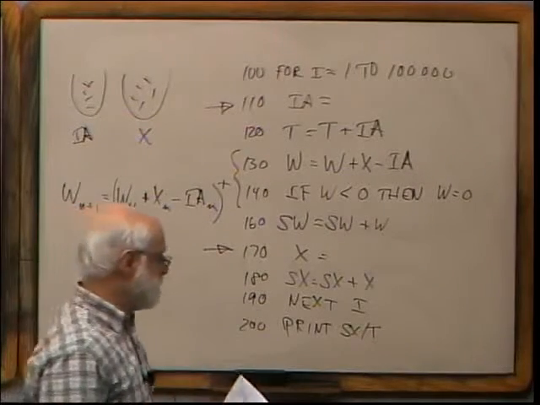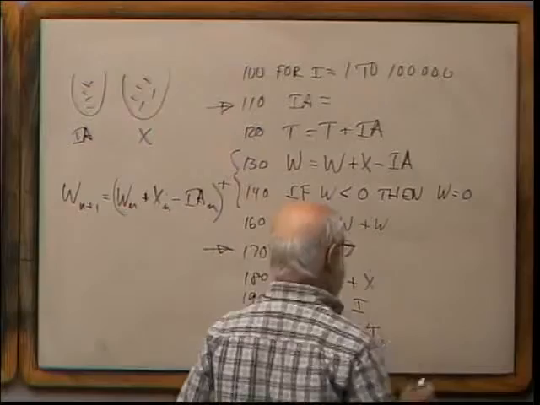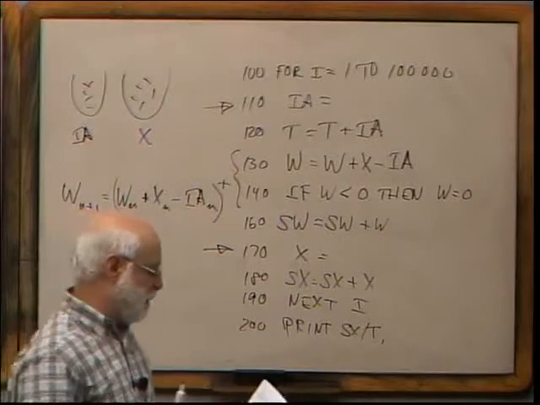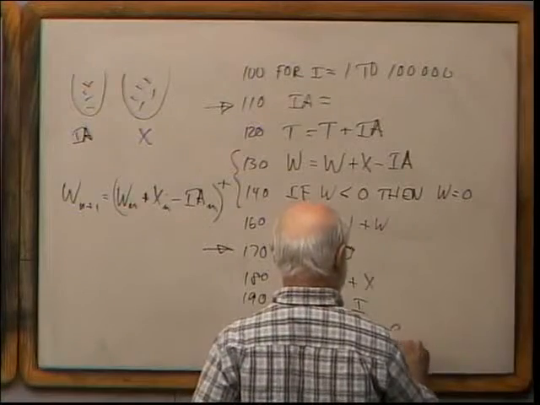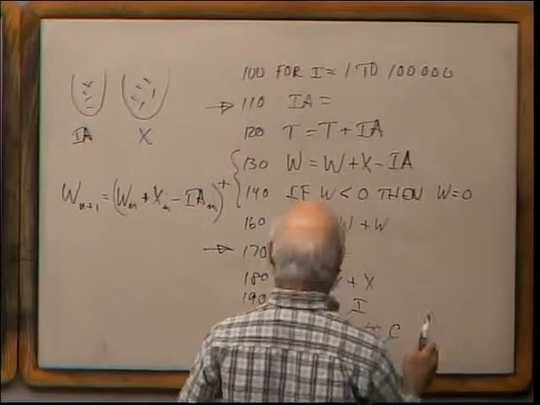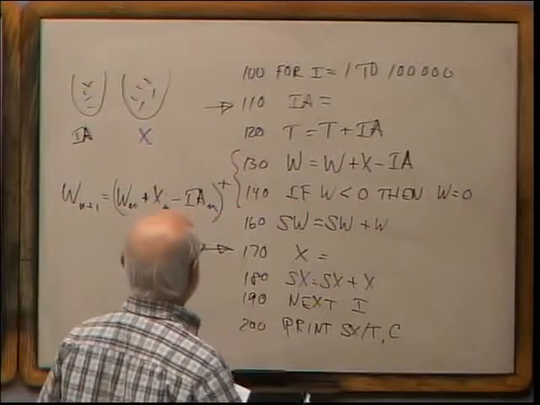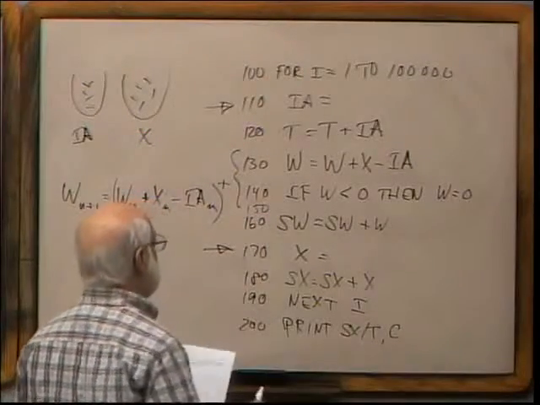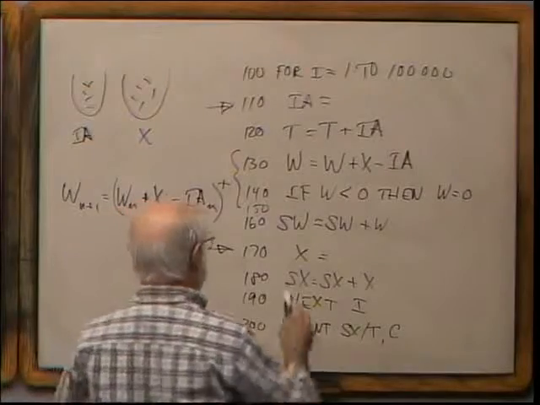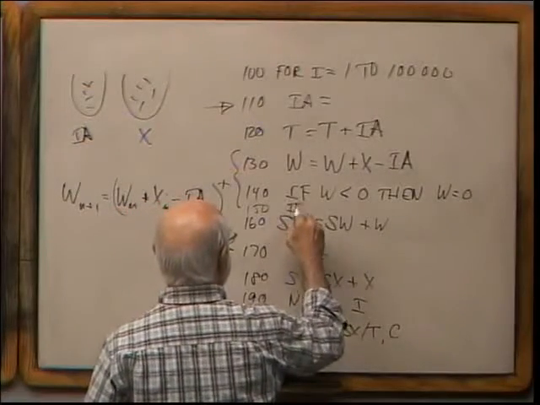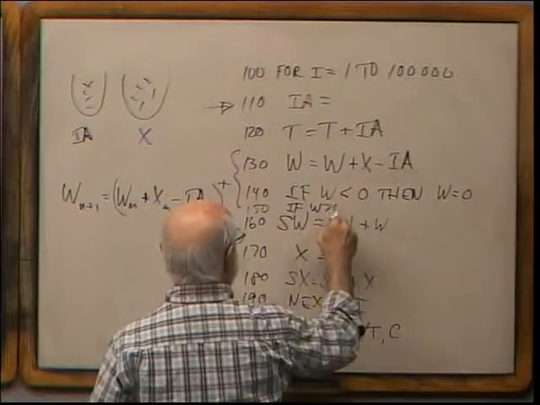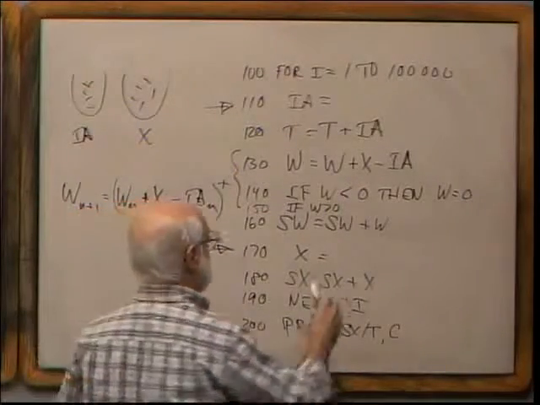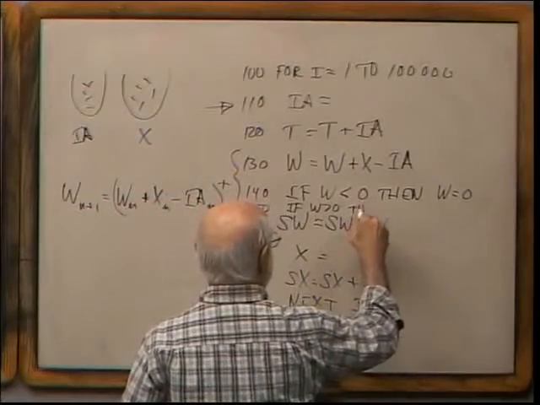Then I want to calculate the fraction of customers who had to wait, probability of waiting time greater than 0. That's C. Now let's see, did I miss an instruction here? Yes, I missed one. Statement number 150 says, if the waiting time that I just calculated is greater than 0, that means that customer was blocked, and so I want to count him. He had to wait in the queue. So then I'll say C is equal to C plus 1.